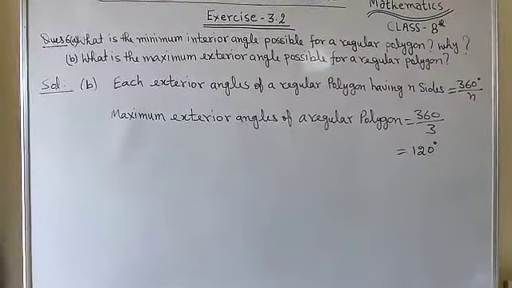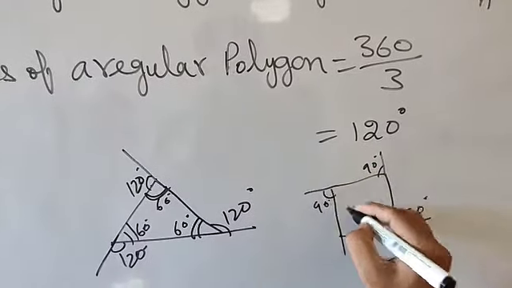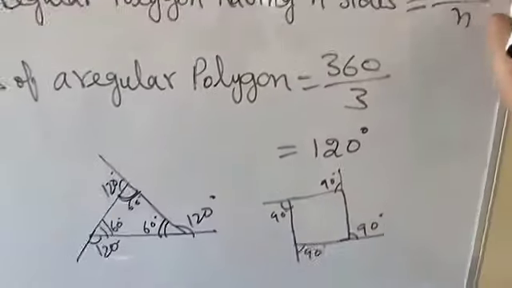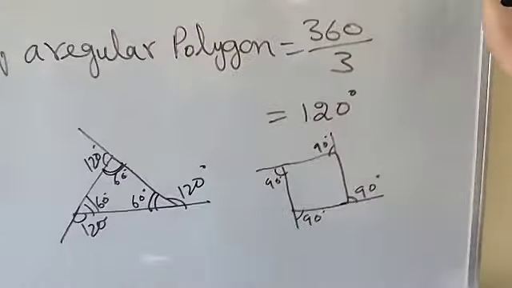Now I am going to the square. Suppose I draw a square. For the square, each exterior angle will be 90 degrees. Why is it 90 degrees? 360 upon 4 is 90 degrees. So each exterior angle is 90. If it is 90, then the interior angle will also be 90 degrees. So this is 90, this is 90, and this is also 90 degrees.